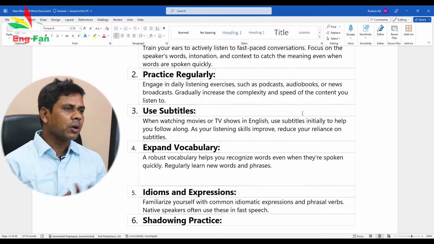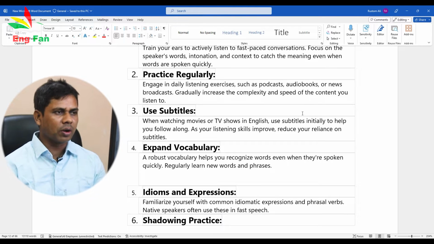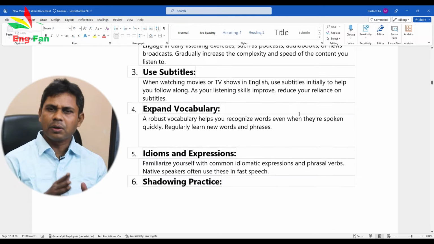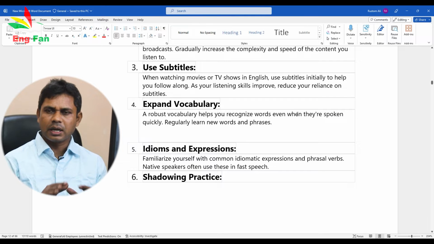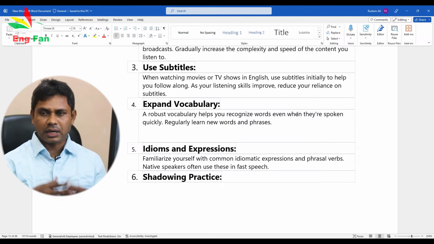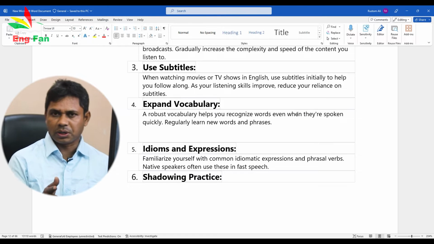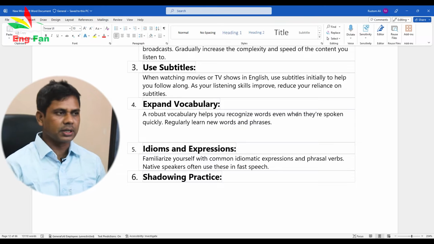Use subtitles. When watching a movie or TV show in English, use subtitles initially to help you follow along. As your listening skill improves, reduce your reliance on subtitles. When you are new in this class, you have to use subtitles to understand that kind of environment, that kind of message, that kind of meaning of the word or the whole story. When you are at the advanced level, you need not have the subtitles.